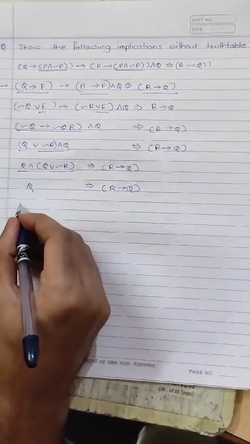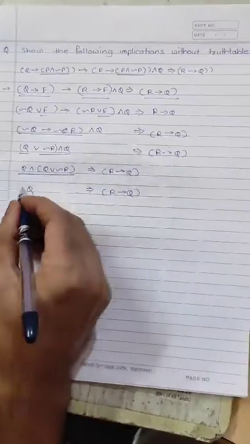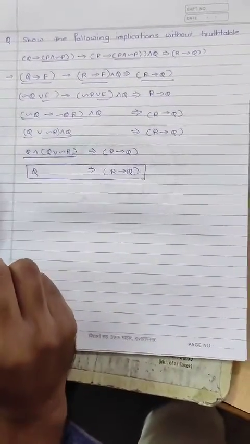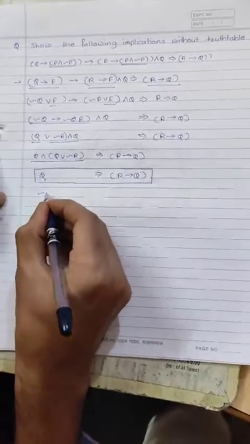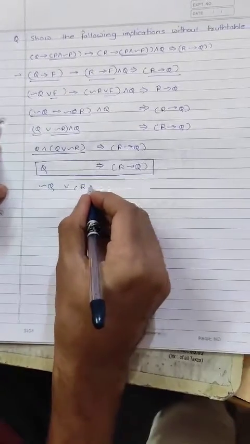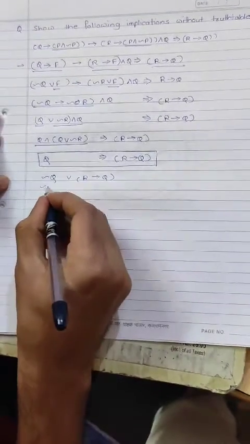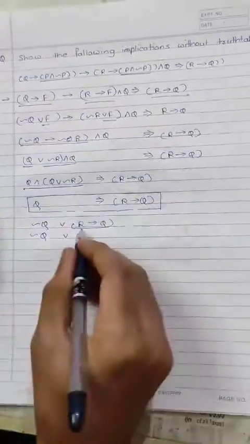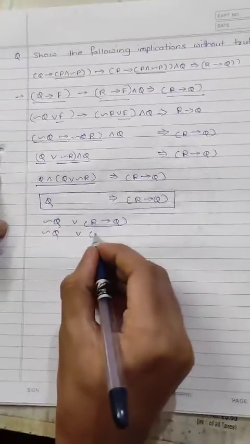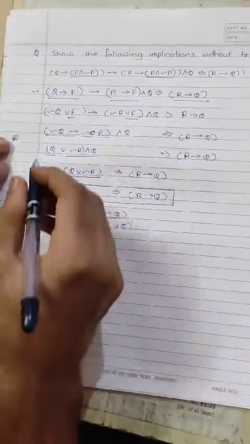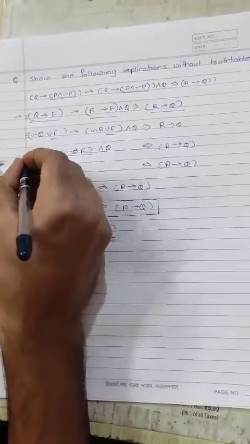Now this tautological implication is given here. Now we have to convert it according to the definition of implication. What will it be? Negation Q or (R implies Q). Negation Q or, now again in this term we will use the definition of implication, negation R or Q. We forgot to write this here.